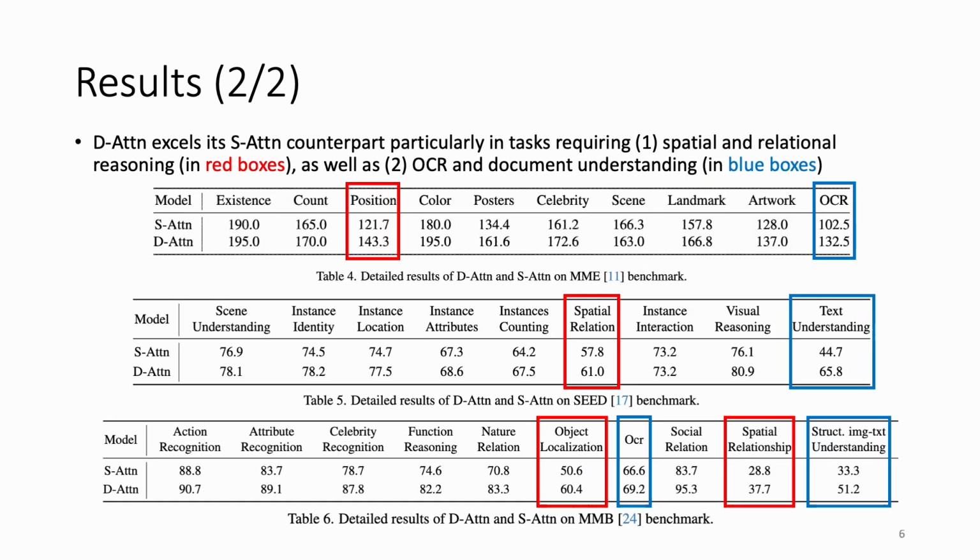On the image benchmarks shown in the tables below, our 𝒟-Attn excels particularly in tasks requiring spatial and relational reasoning, as well as OCR and document understanding. These results demonstrate the effectiveness of our proposed positional encoding.